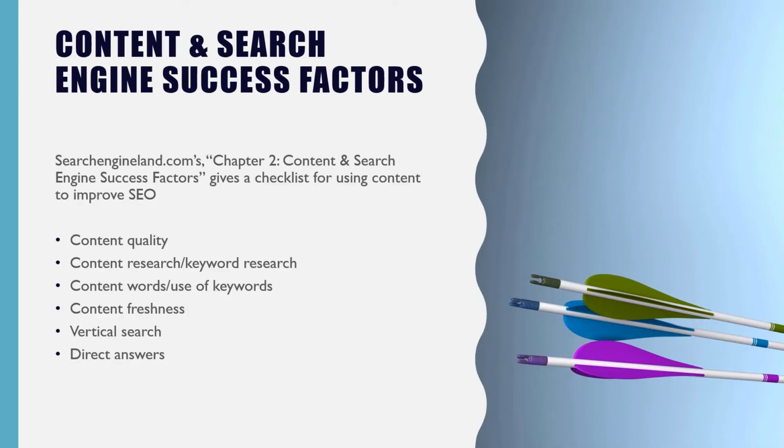Content and search engine success factors. SearchEngineLand.com's Chapter 2, Content and Search Engine Success Factors, gives a checklist for using content to improve SEO. So the article in the supplemental reading will break down this information into these different sections: content quality, content research, keyword research, content words, use of keywords, content freshness, vertical search, and direct answers.